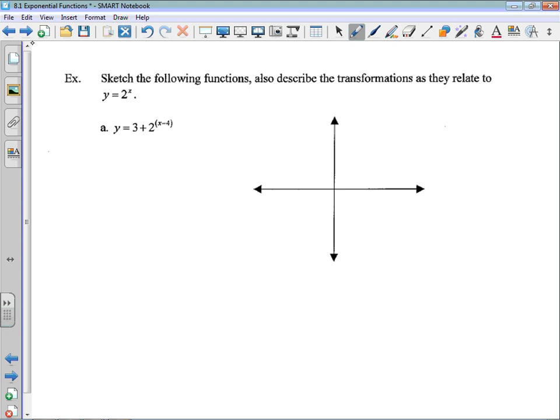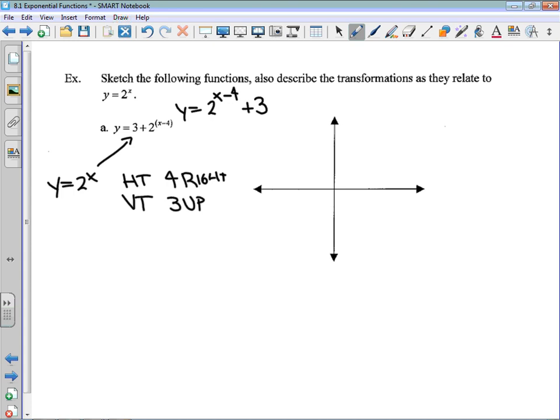It wants us to relate these to y equals 2 to the power of x, and I really do think that we should talk about the function transformations. If you compare this graph to y equals 2 to the power of x, then what we have to do is horizontally translate it 4 to the right and vertically translate it 3 up. If you're struggling with that 3 up, it's probably beneficial to rewrite this function as y equals 2 to the power of x minus 4, plus 3. It's a little easier to see that we've added 3 to that function.